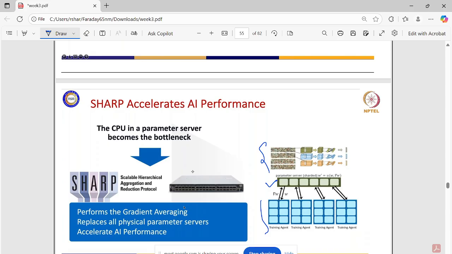Then again in the next training cycle, every agent will give its own delta weight to the parameter server, and the parameter server will do some operation and again try to fine tune. So this is an iterative kind of operation, and therefore it can be mapped onto network acceleration, which is done by the current intelligent networks.